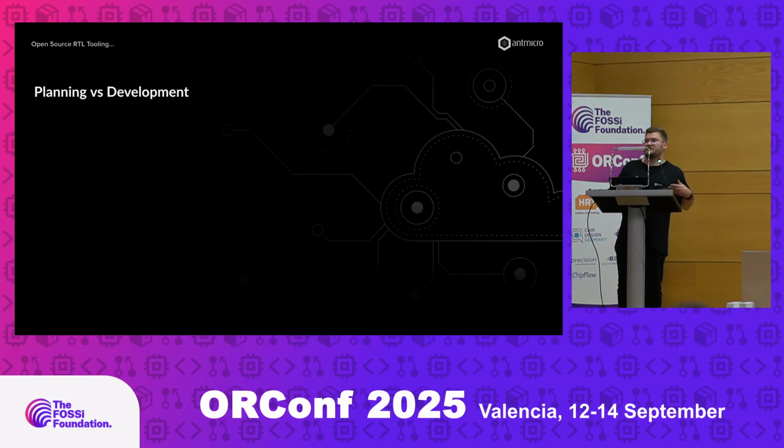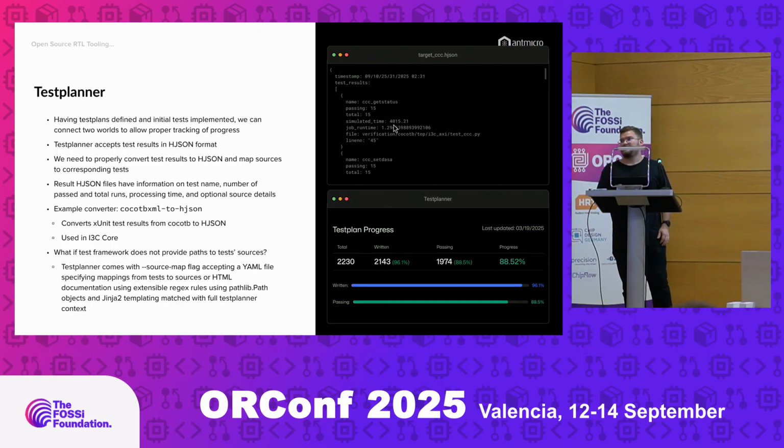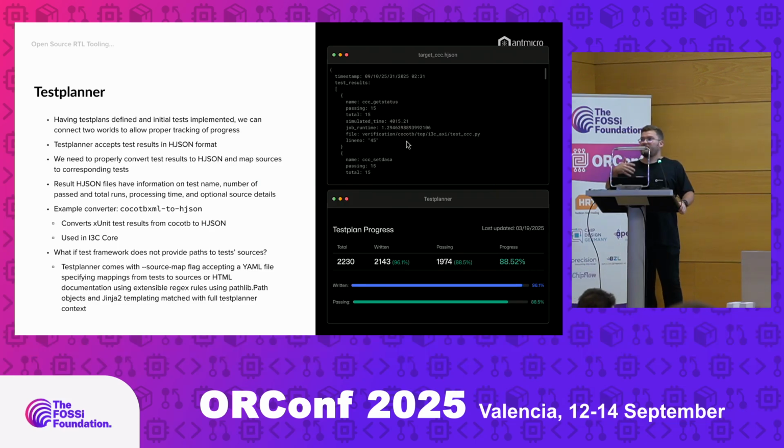So that's for simulation. Now that we have some test results and we have a design and initial plans for tests that we wanted to follow, we want to test how planning corresponds to actual development. For this, again, we can go back to Test Planner. In Test Planner, we can provide simulation results in the form of an HJSON file. So we can specify the name of the test that was executed, whether it passed or not, as well as simulation time, actual processing time, and also, for example, the location of the file.